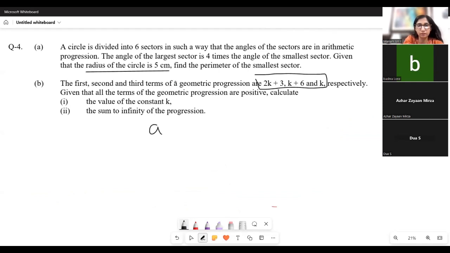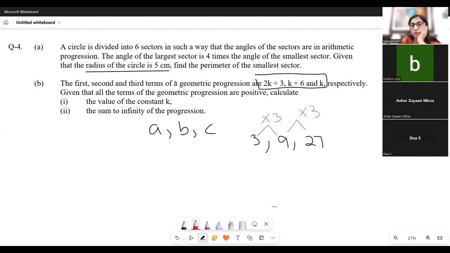Remember, we had discussed writing a, b, c in the form of an equation if these were 3 consecutive terms of a geometric progression. For example, let me write 3 consecutive terms of a geometric progression: 3, 9, 27. If these are 3 consecutive terms of a geometric progression, then this is times 3 and this is times 3. So the equation here is this divided by this, 9 upon 3, would be same as this divided by this, 27 over 9. Remember?